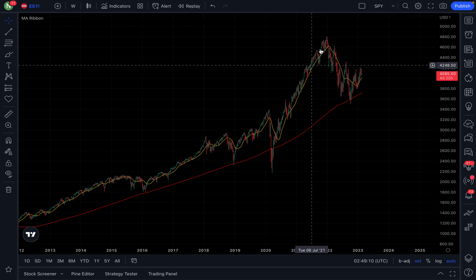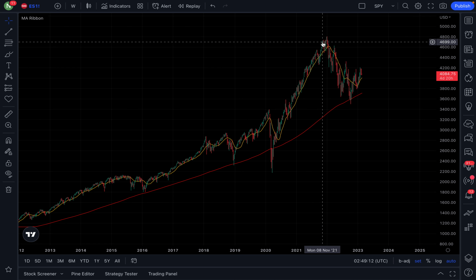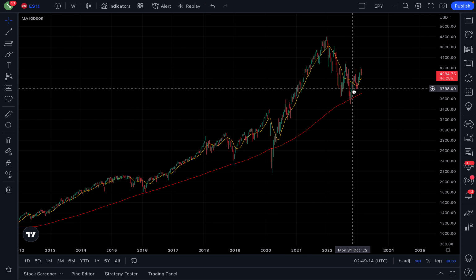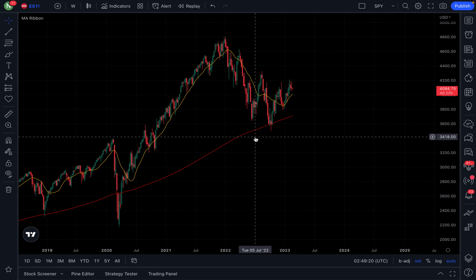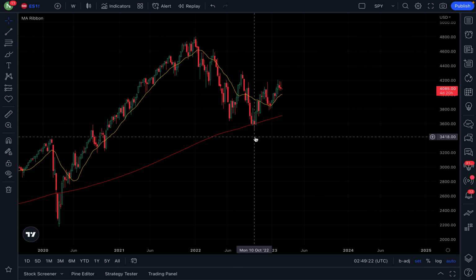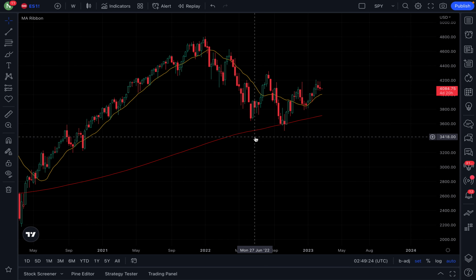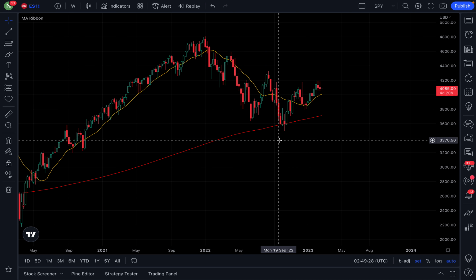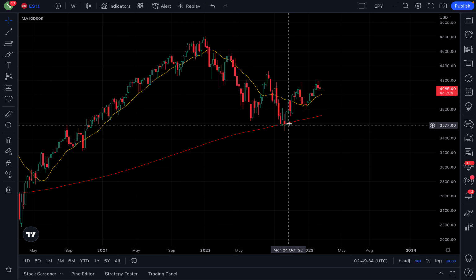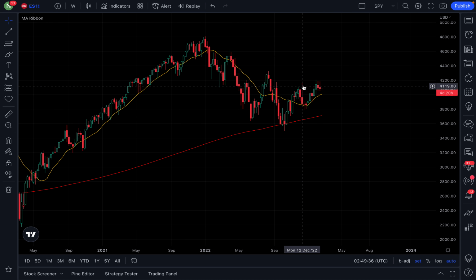Look how extended this thing is. You knew it was ready for a correction, and indeed, we are in a correction right now, and we have smacked the 200 SMA. Let me zoom in now. Here we are, this is over the last few weeks. We smacked the 200 SMA around October of 2022, and since then we pushed up to this area here.